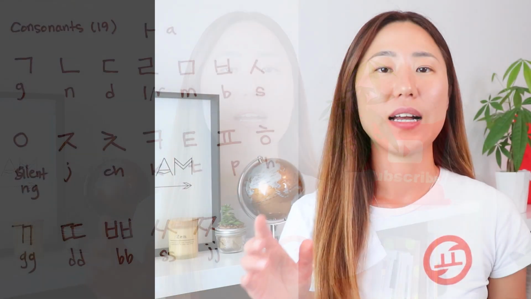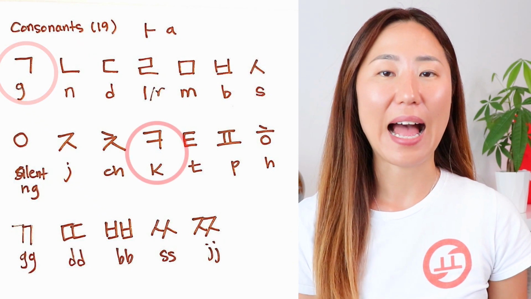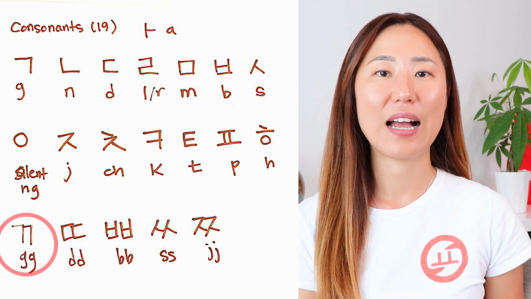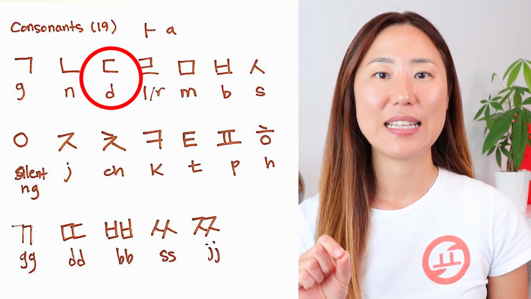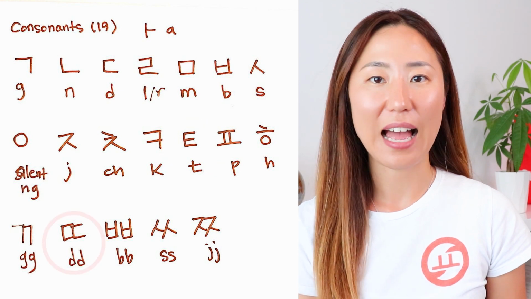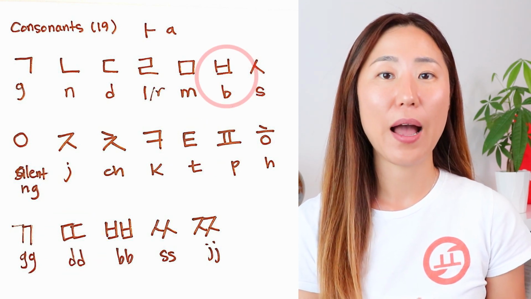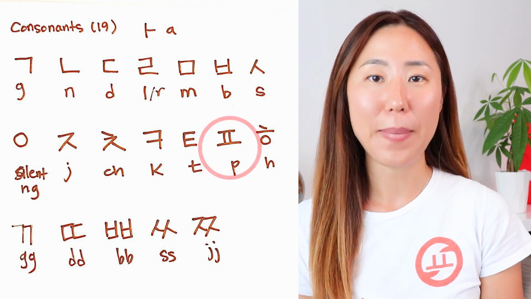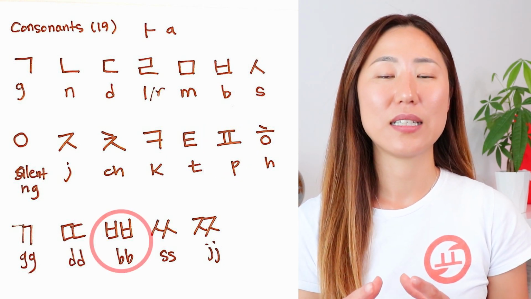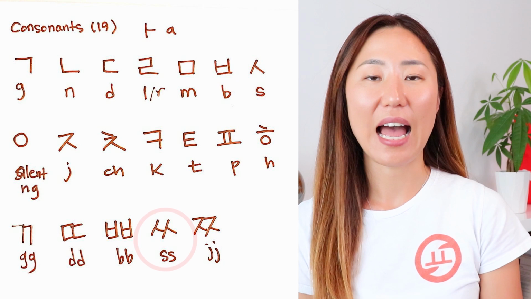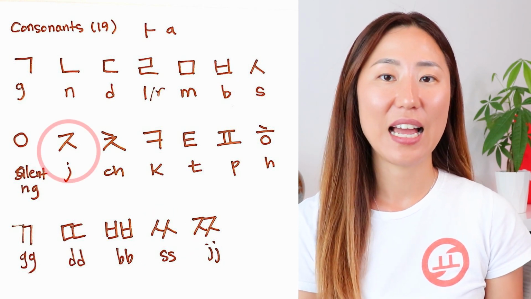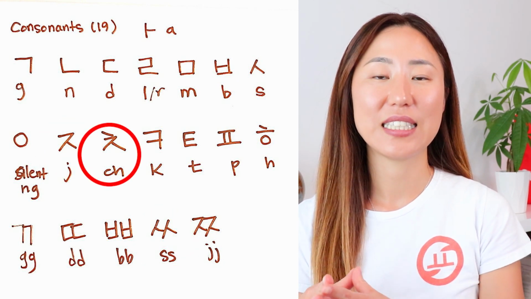I'm gonna pick out a few consonants that have very similar sounds here. 가, 카, 까. 다, 타, 따. 바, 파, 빠. 사, 싸. 자, 차, 짜. Hopefully this will clear out some of the confusion.